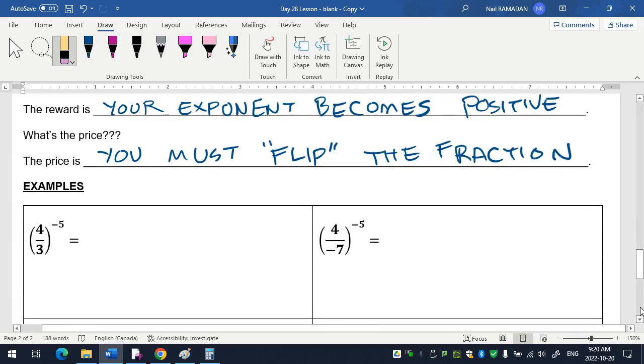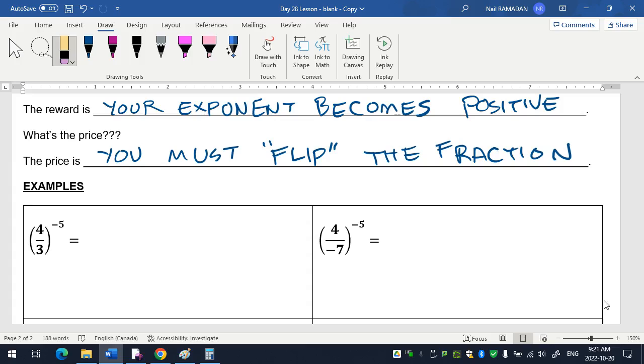Who would like to do the first one? First of all, what's my base? Is it an integer or a fraction? What's my power? By the way, everyone, listen up. If this was just a 5, not a negative 5, do I need to flip? No, you don't. You just put it on top of the top and the bottom, and that's it. But is it a negative 5? So what do I need to do first? Flip. So what's the flip of 4 over 3?